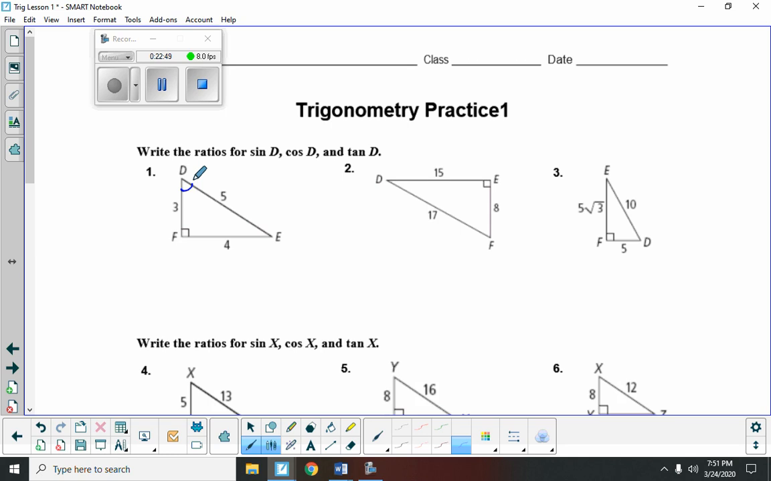The tests aren't going to count as many points, and so I'm really going to look at your homework to make sure that you do a good job.